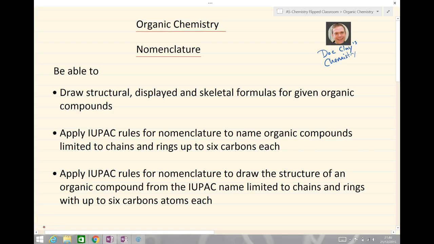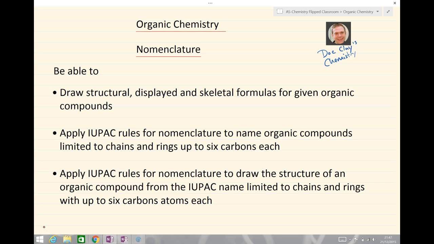Today we're going to be looking at organic chemistry, and in particular we're going to be looking at nomenclature. So at the end of this lesson we should be able to do the following, which is based from the AQA A-level specification. So you should be able to draw structural, displayed and skeletal formulas for given organic compounds, apply IUPAC rules for nomenclature to name organic compounds limited to chains and rings up to 6 carbons each, and apply IUPAC rules for nomenclature to draw the structure of an organic compound from the IUPAC name limited to chains and rings with up to 6 carbon atoms each.